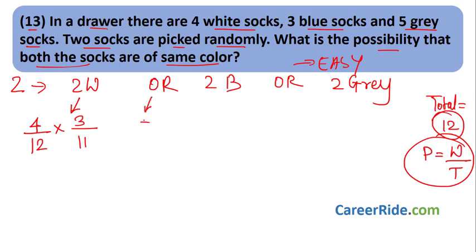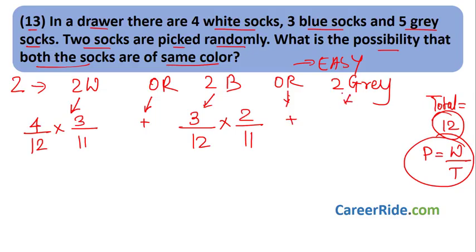Or means addition. Now, or I can choose 2 blue socks because it would be the same color. So 2 blue means same color, and the condition gets satisfied. So choose the first blue sock. Probability is 3 by 12. Why? Because there are 3 blue socks, so I need blue, 3 choices. Then I choose the second blue sock: 3 minus 1 is 2 divided by 11, because 1 blue sock is already in my hand, so reduce by 1. Or means addition.